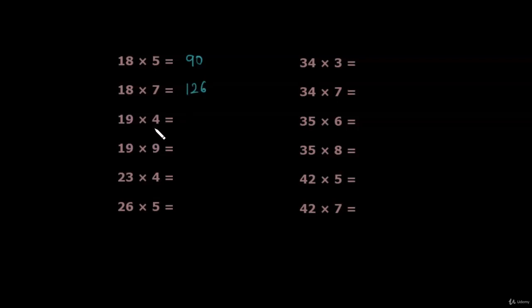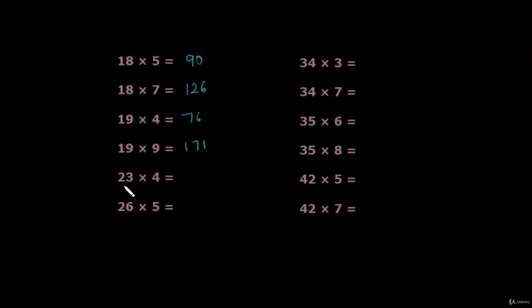Now 19 times 4. 4 times 10 is 40 and 4 times 9 is 36. So 40 plus 36, that is 76. 9 times 10 is 90 and 9 times 9 is 81. 90 plus 81. We can split this 81 to 10 plus 71. So 90 plus 10 plus 71, that is 100 plus 71, 171.